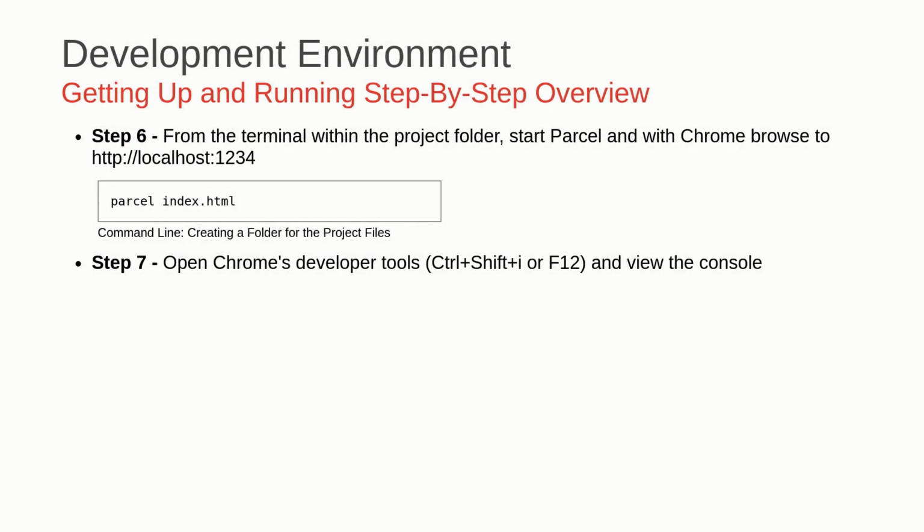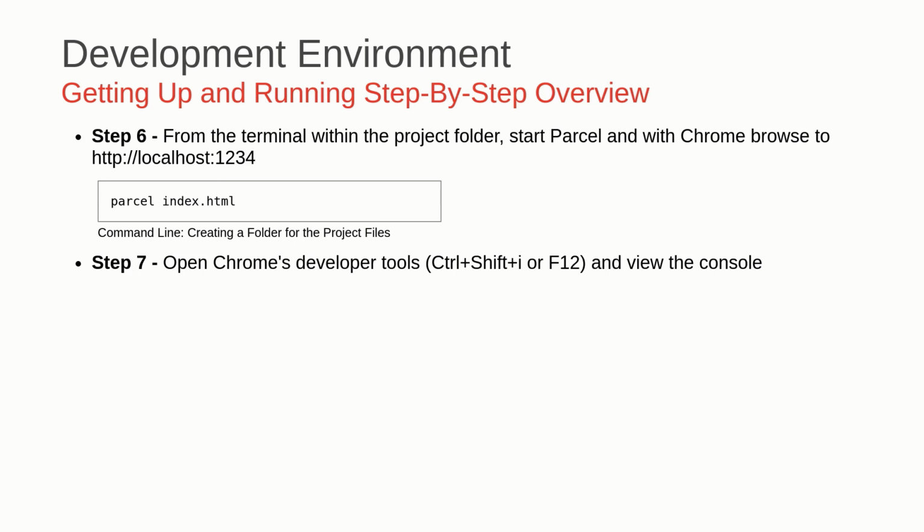So for step 6, we need to actually fire up our web server. From your terminal window within the project folder, we're going to start up our web server by typing in parcel, space, and the name of our HTML file, which in this case is index.html. Once we do that, we can open up our Chrome browser and load up localhost 1234.